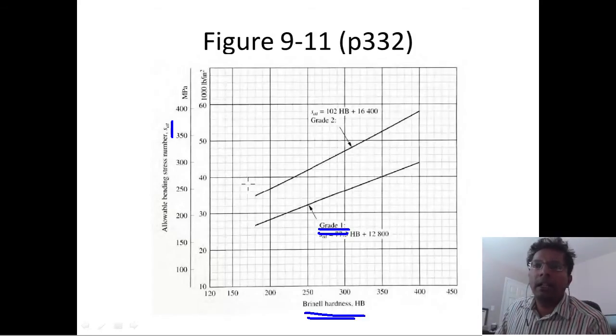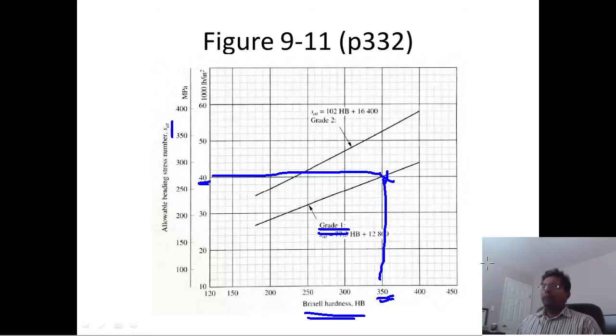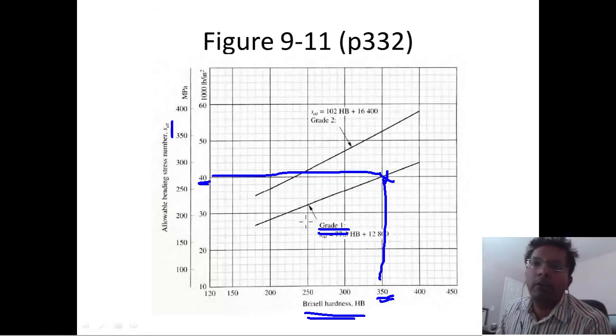Let's say you do the calculation and get a number of 40 kilo PSI, or 40,000 pounds per square inch. I take this line over here, and since I'm picking grade 1, this is my point. Then I go down and look for a Brinell hardness number of 350. Once you have this, you typically look at your appendix. This gives you the Brinell hardness number based on the bending alone.